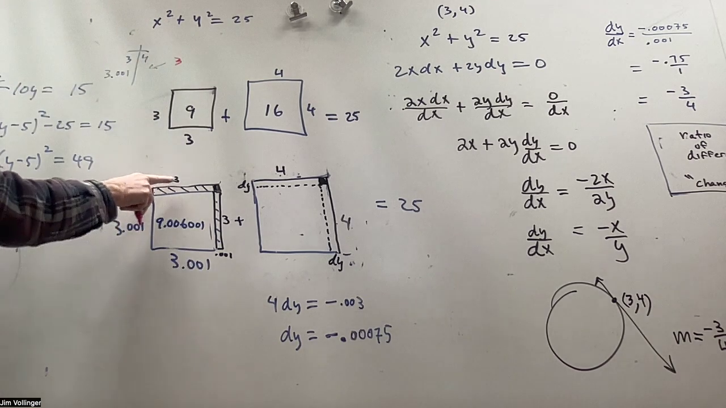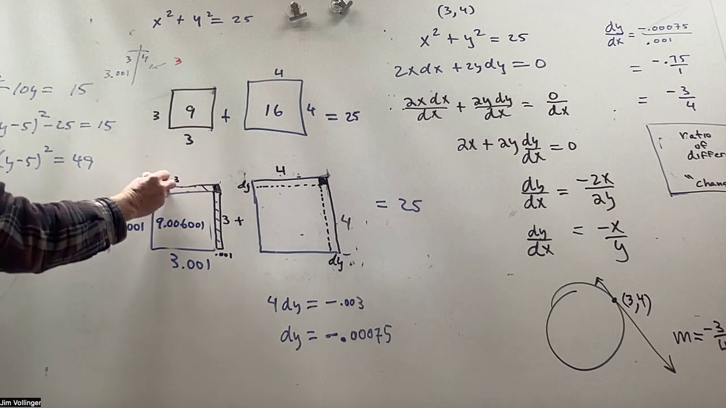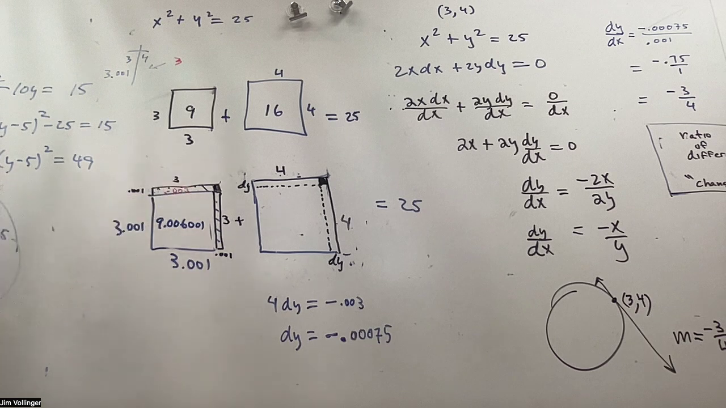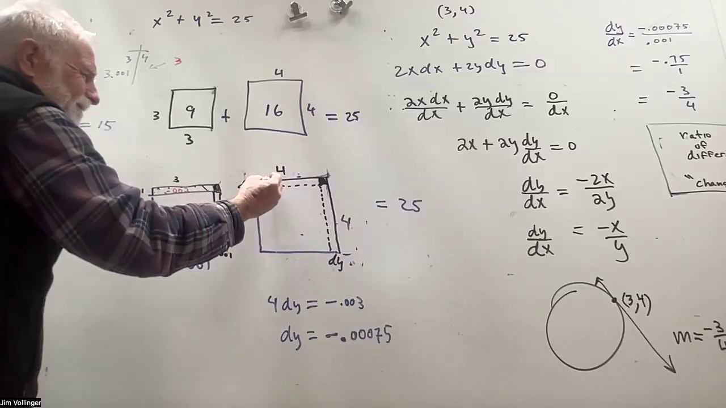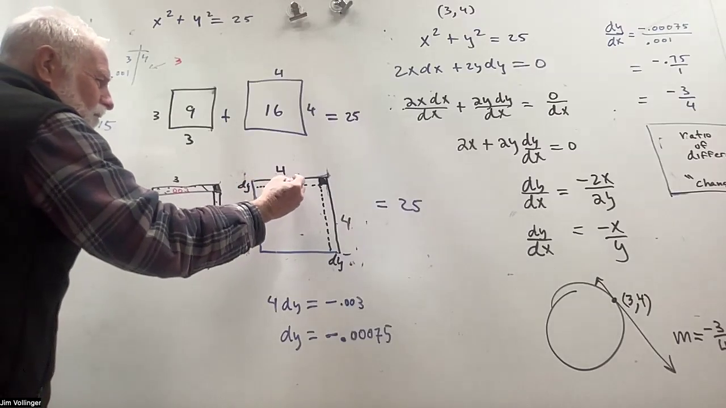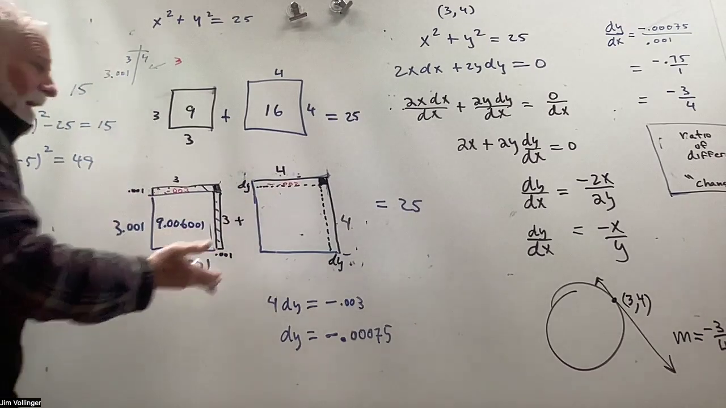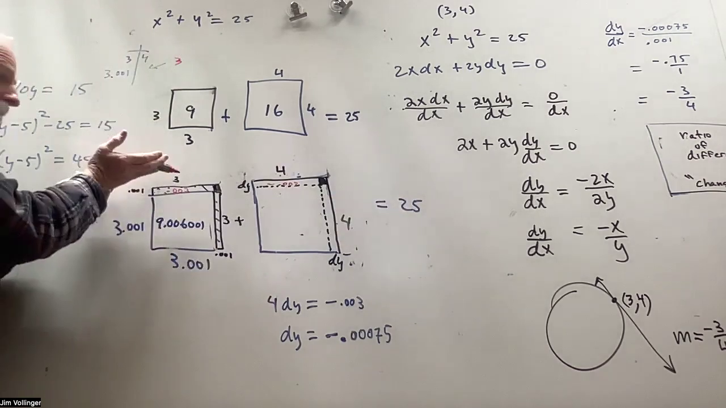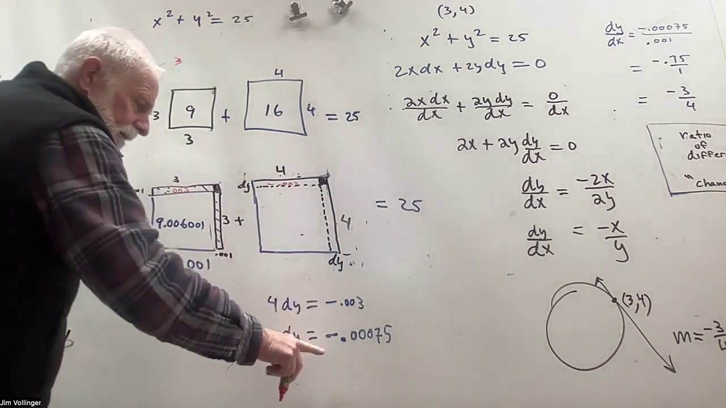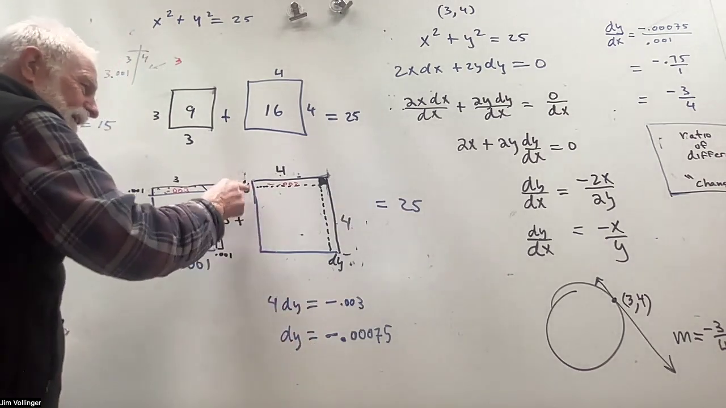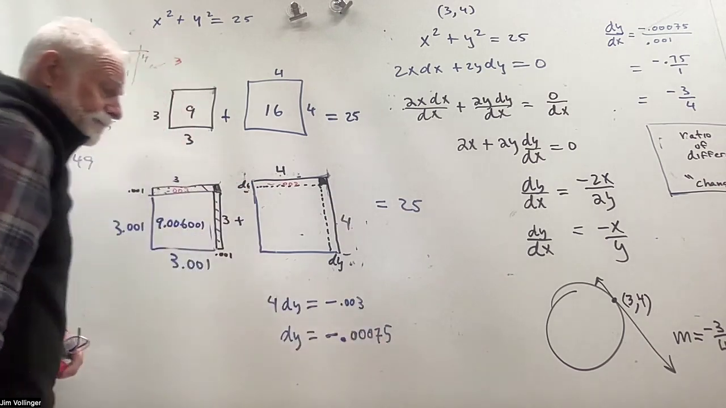So 3 times 0.001 means this thing went up by 0.003, which means this one has to go down by 0.003. I've got to get minus 0.003 out of this layer of change because they're adding up to be a constant. One goes up, the other's got to go down. Now, if I solve that, I get dy, this change here, has to be minus 0.0075.